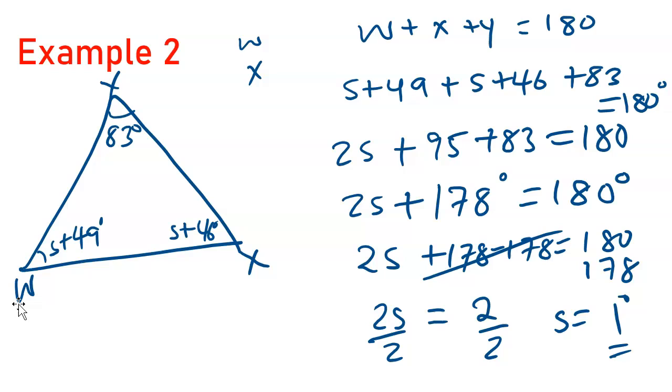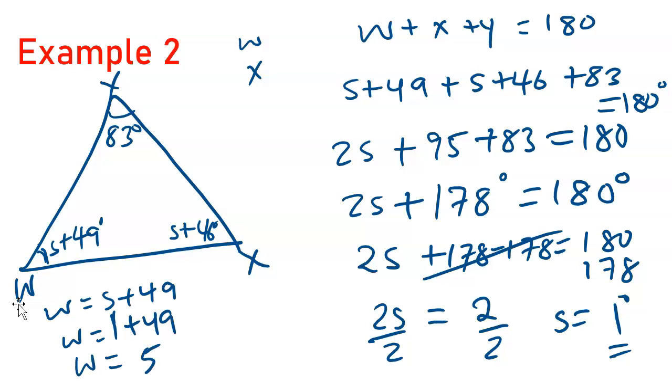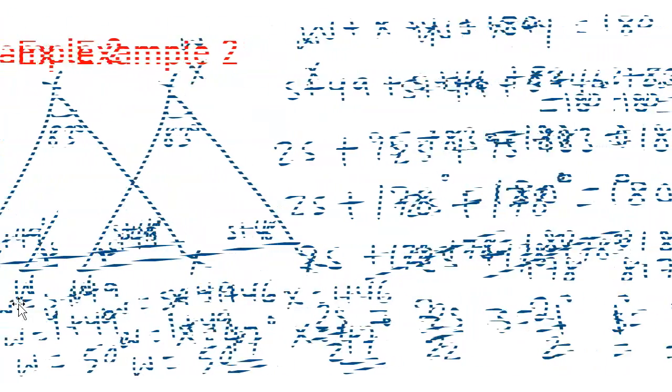Given that we found what S is, we replace that in the angles here. W, we said, is S plus 49, but S is 1, so W is 1 plus 49, which is equal to 50 degrees. Similarly, for angle X, it is 1 plus 46, which is equal to 47 degrees. The other angle is already given.